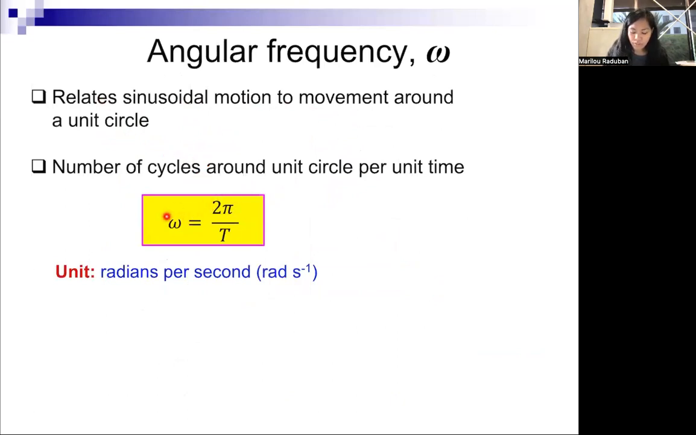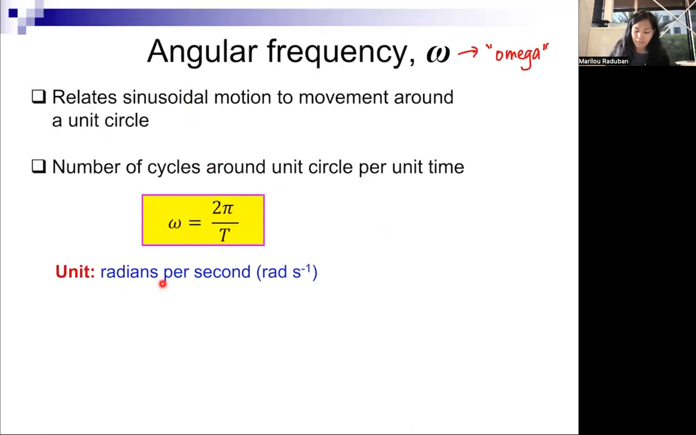The angular frequency equation is given here. It's just the speed around the unit circle, but it has a special name, angular frequency omega. It's the Greek symbol, a fancy W called omega. So angular frequency omega is equal to 2 pi divided by the period.